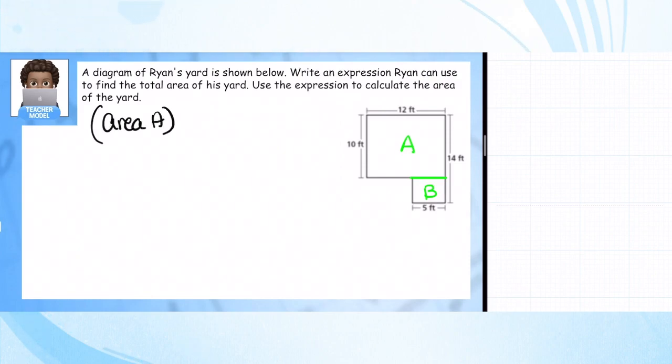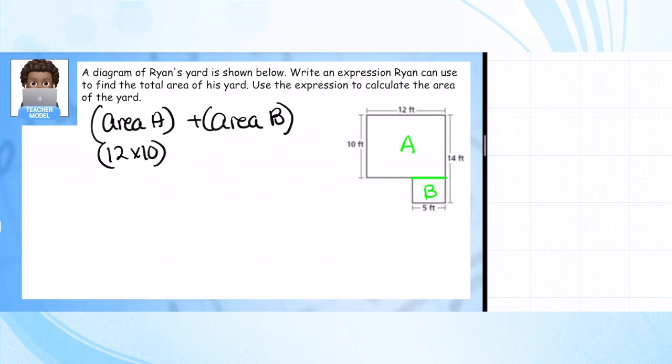So area of figure A plus area of B. My dimensions for A are 12 by 10. And again, I know this part is just 10. I'm not using 14 because it's ending at this little piece here, and 14 represents the whole part.